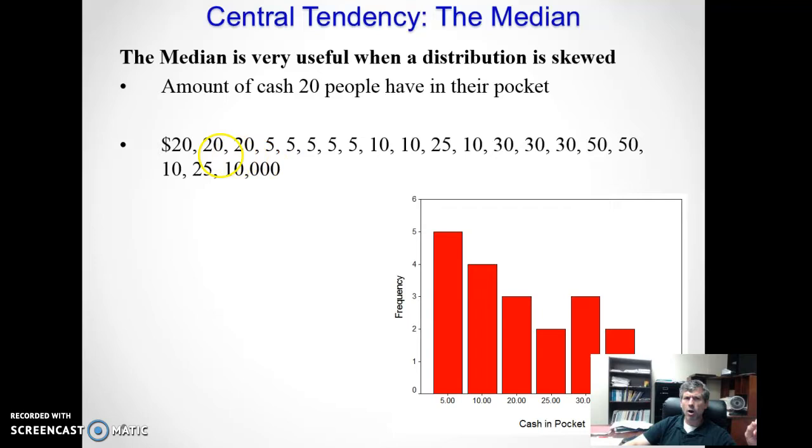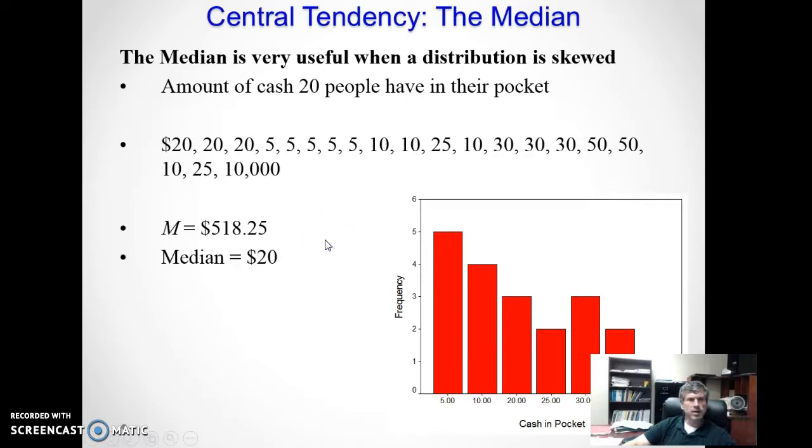Anyway, they're really, really far away from every single other score. Here's what happens if you calculate the mean of that data set. You get $518.25. Remember, the purpose of central tendency is to describe the data set in one number in a way that reflects a typical or representative score. $518.25 doesn't represent anybody. It doesn't represent the 19 people who are far below that number, and it doesn't represent the one person who's even farther above it. It's not a good measure of central tendency in this case. It's been distorted by our outlier, our person with a lot of money in their pocket.